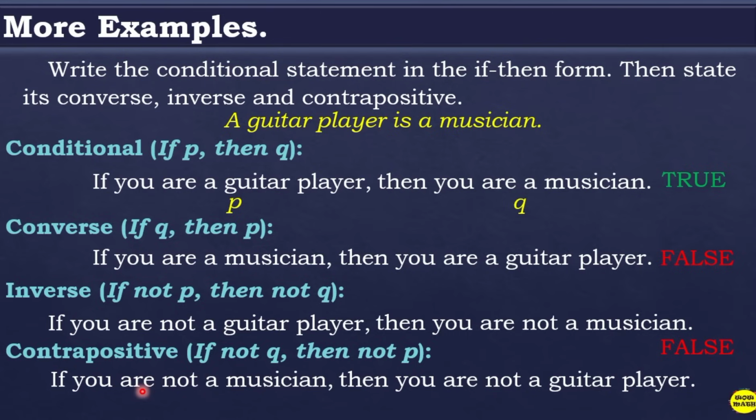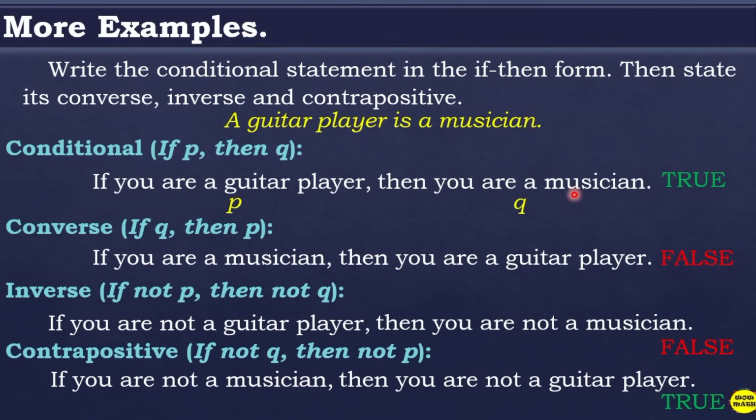Next, contrapositive. If you are not a musician, then you are not a guitar player. So, this is true. How can you play a guitar if you are not a musician? So, once na marunong ka mag-gitara, automatic you're a musician kasi you know how to play an instrument. Okay? So, we have here true, false, false, true.